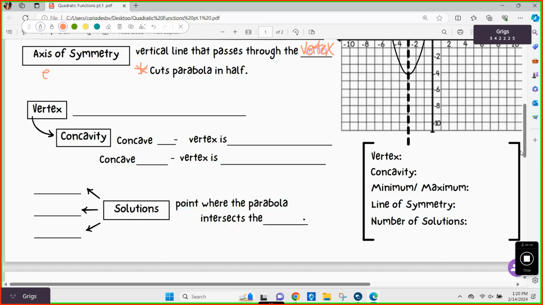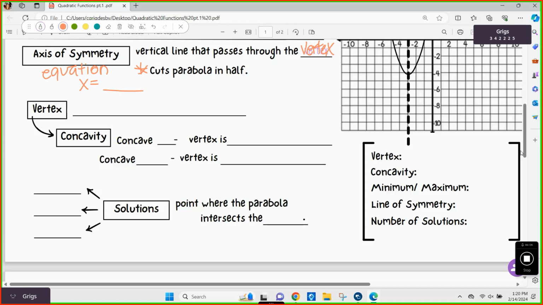And then the equation, when I write or represent the axis of symmetry, think about this. If I draw a vertical line on a graph, a straight up and down line, what axis does it pass through? X. It passes through X. So my equation would start with X equals. So the equation would be X equals a number.